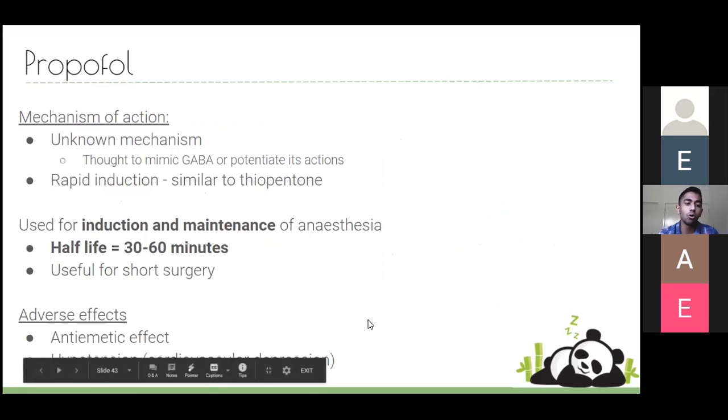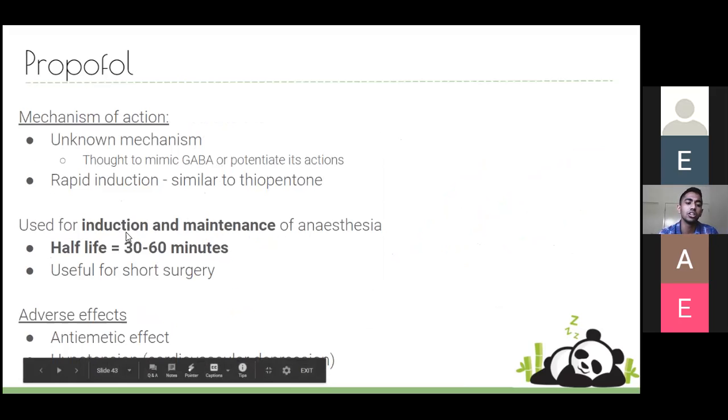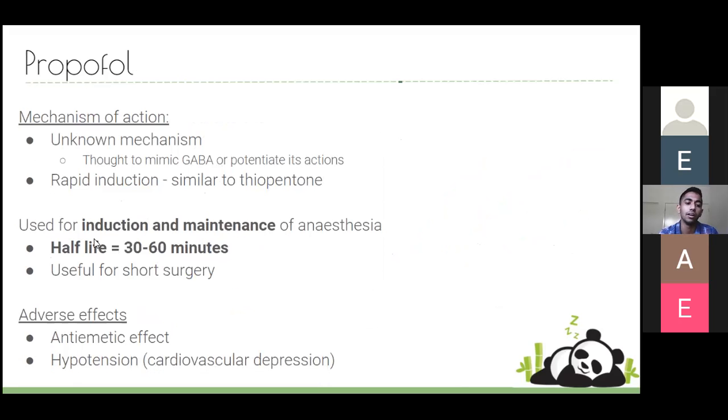Then we've got propofol. We don't really know how it works, but it's thought to have a similar mechanism of action. Again, it's got that quick induction, a little slower than our thiopentone, but it's useful for short surgeries. It's got a little bit of induction and a little bit of maintenance because it's a little bit slower in its induction phase. Side effects you don't really need to know about.